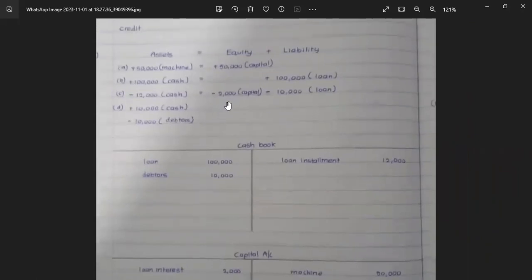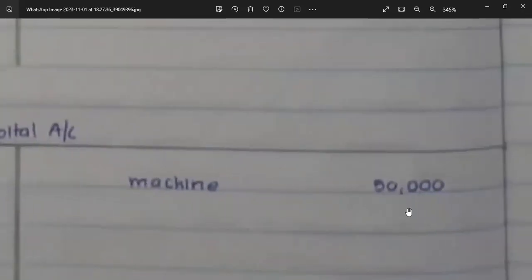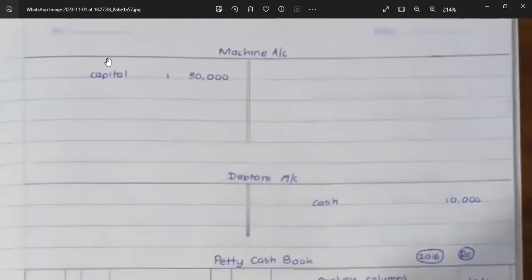When it comes to the first one, remember the owner introduced 50,000 worth of machine as capital. Capital increased by 50,000 on the credit side, and you need to draw a machine account. Machine account debit by 50,000 as capital. First one done: capital account credit, machine account debit.